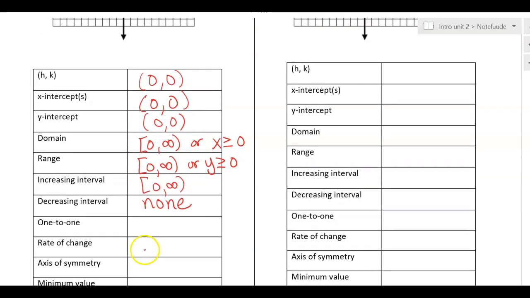Okay. The rate of change, we're just going to write varies again, and axis of symmetry is not applicable to this function. Is this function 1-to-1? So it's a function, it passes the vertical line test. Does it also pass the horizontal line test? Yes, because it's not technically horizontal. If it's constantly climbing, it won't fail that test. So this is 1-to-1.